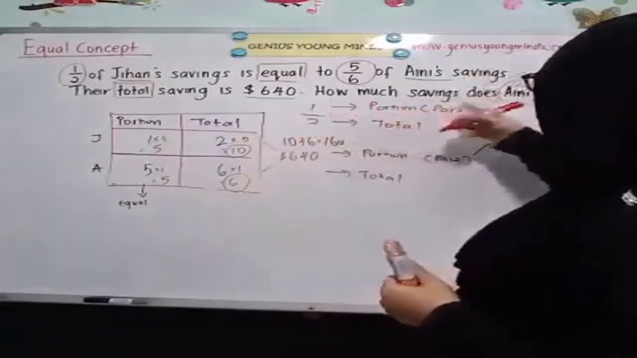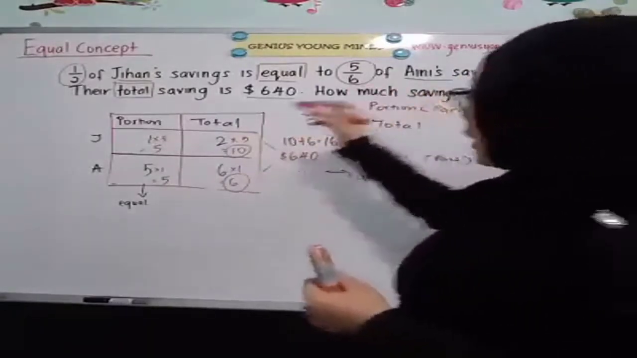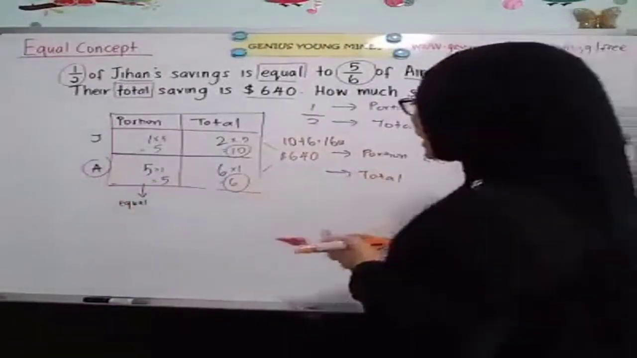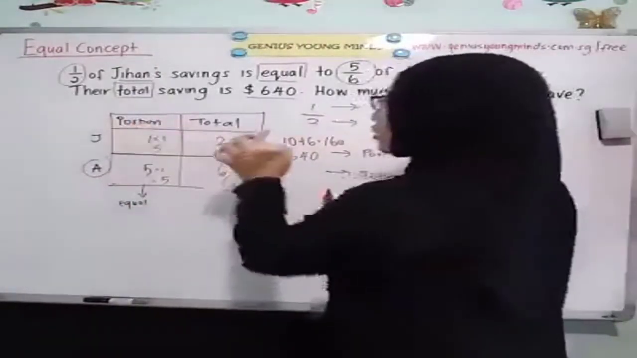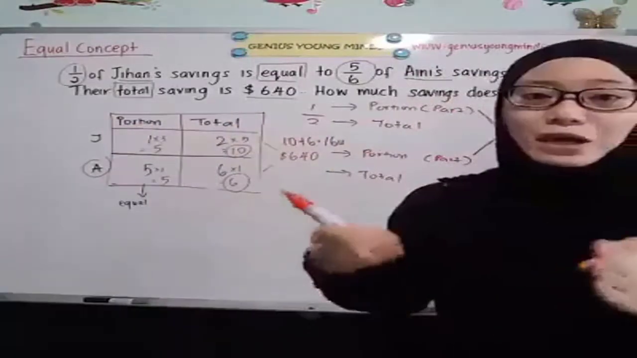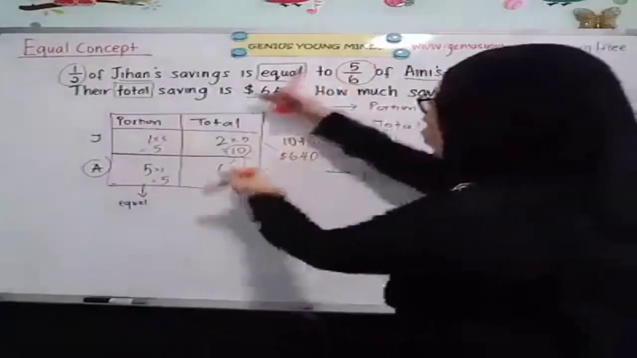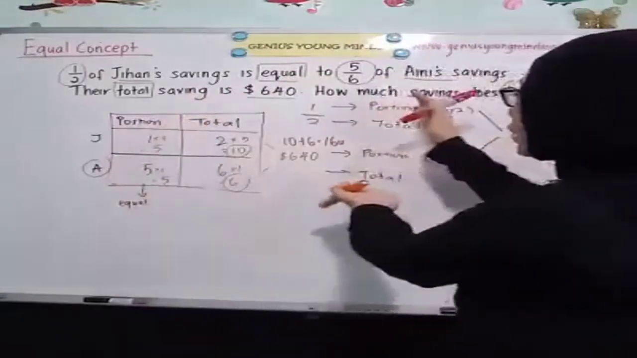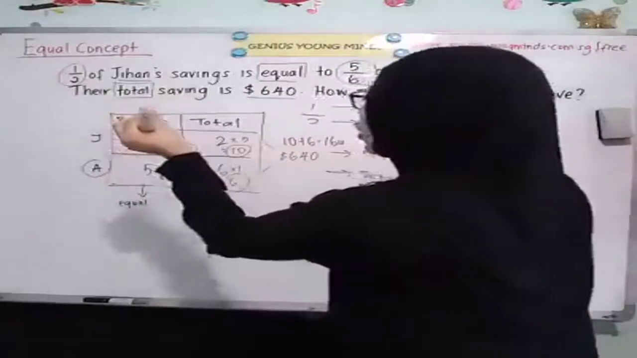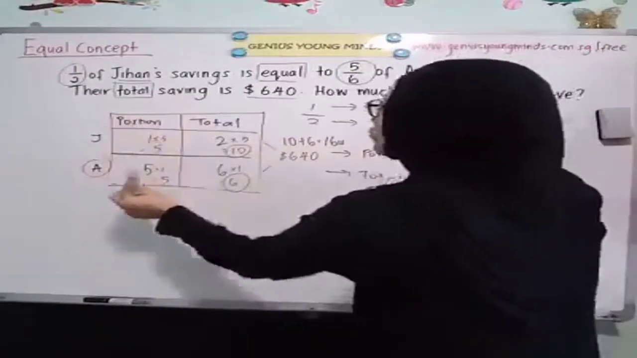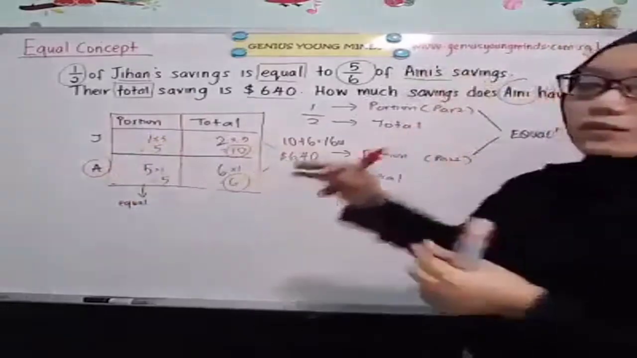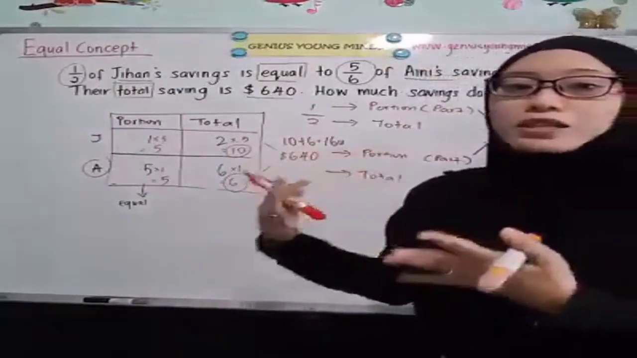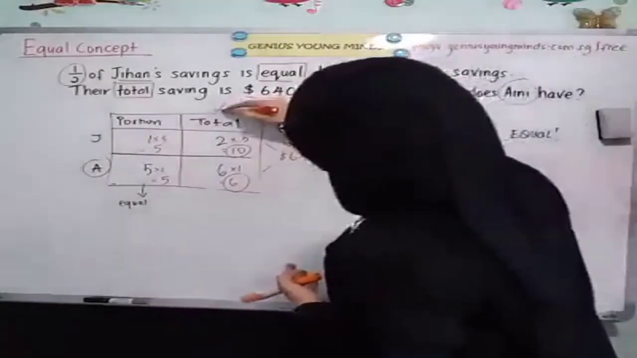I want to know how much saving Aini have. So we look at Aini. We want to know how much saving does she have. Now, when I say saving, are we looking at the portion or the total? When I say how much saving the person have, means I want to know the total amount of saving, not the portion. The portion is where they have it equal. Means one portion of Jihan saving is equal to 5 portion of Aini saving. That's it, that's the portion. But when I want to find the amount of money, the amount of savings that they have, you have to look at the total column.